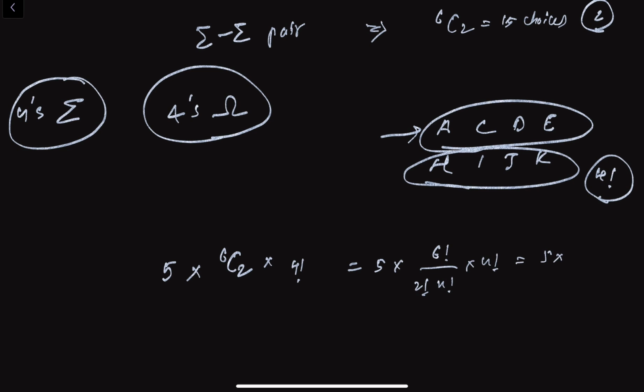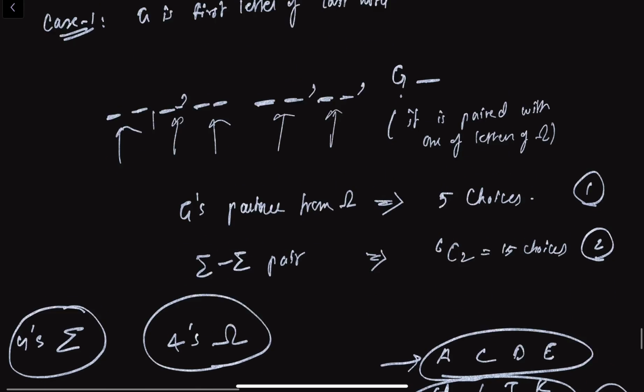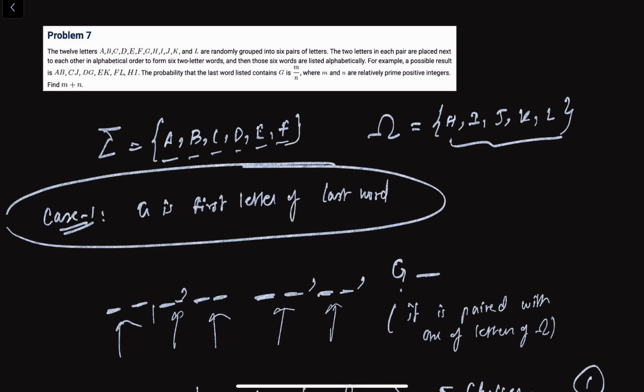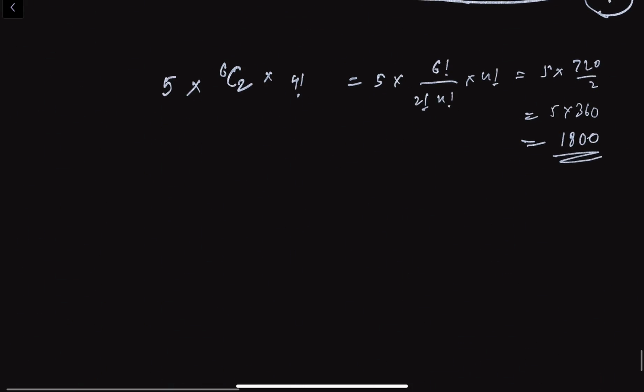So that is 5 into 720 by 2, which is 5 into 360, and that's nothing but 1800. So there will be 1800 pairs in the first case. So that's about our case 1, where G is the first letter of the last word. Now coming to the second case.